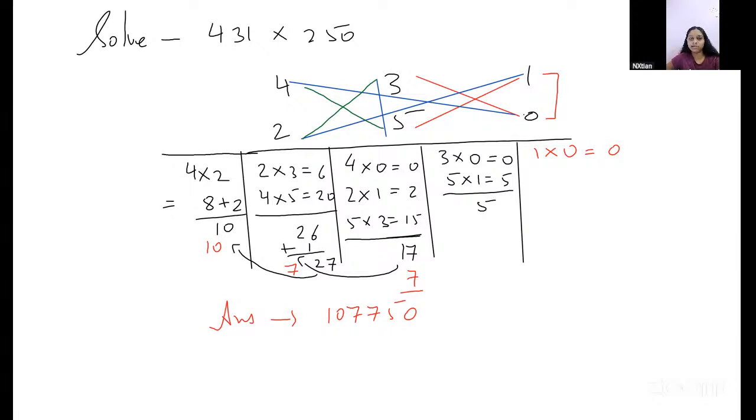1,07,750. So, ma'am, each column represents one step, right? Yes, Abraham. Each column means one step. So, first you do 1 multiplied by 0, then you do 3 multiplied by 0. Okay, ma'am. Okay. So you guys try out.